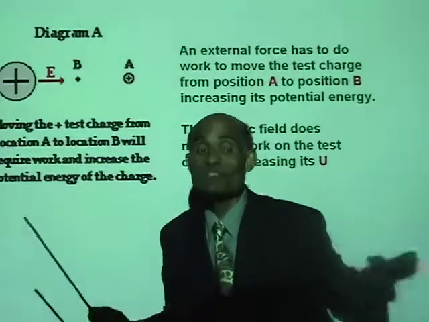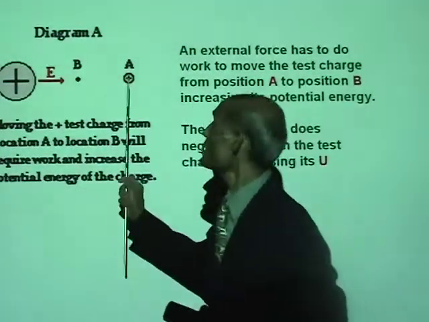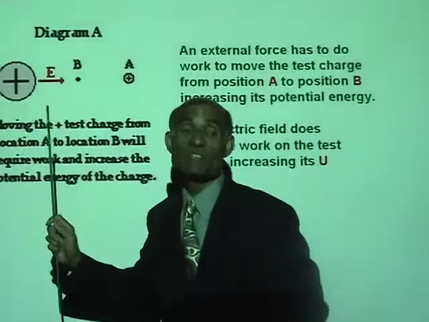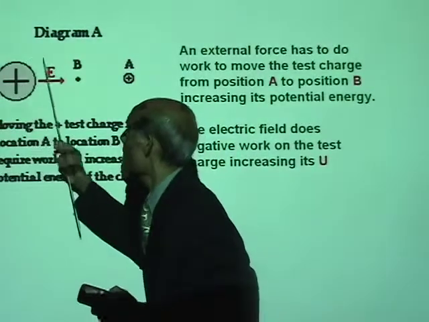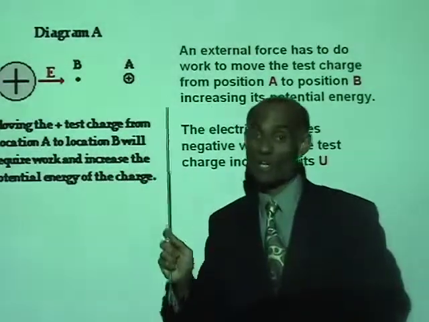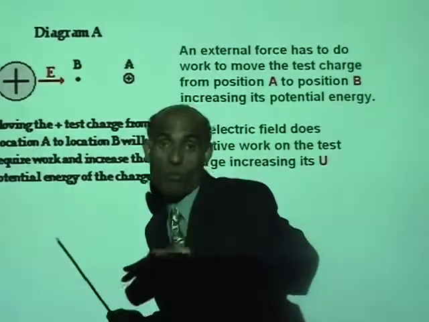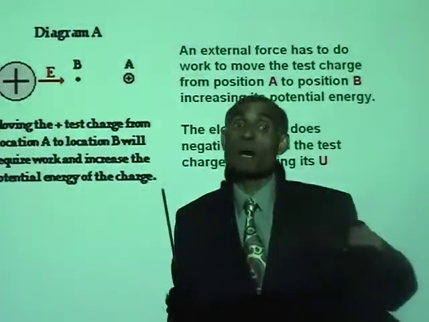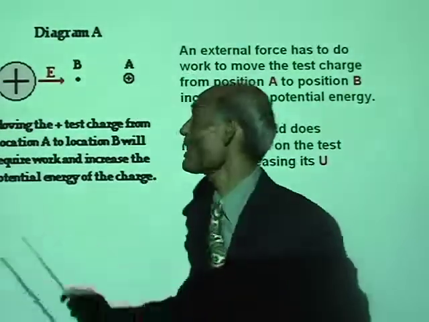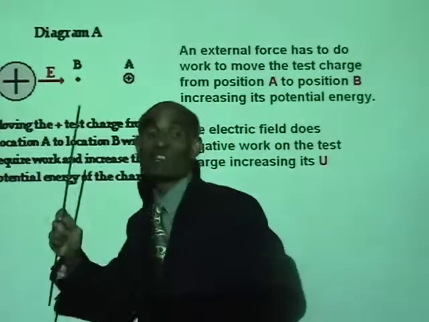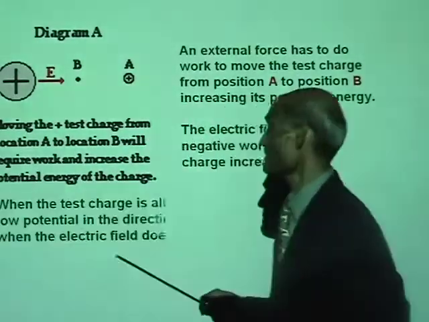And what is the measure of that potential energy? The increase in potential energy is a measure of the negative of the work done by the electric field, not the work done by the external force. It's a positive measure of the work done by the external force, but it's a negative measure of the work done by the electric field. Is that right? Because the electric field is a conservative field.